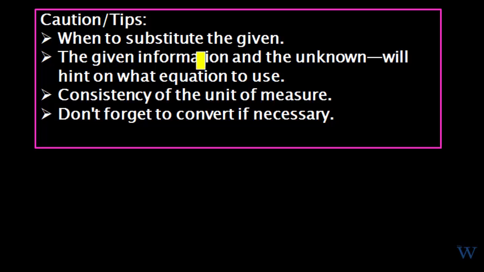Okay, next, the given information and the unknown will hint on what equation to use. Remember, we were looking at the rate of change of volume as air is being pumped into the balloon. That tells us already that the equation we're going to use is the volume of a sphere. Now, consistency of the unit of measure is very important. If the question is looking for the rate of change of the radius, that means we should get a unit of measure of centimeters per second, not centimeters squared nor cubic centimeters per second. It has to be just centimeters per second, and we did attain that unit of measure.